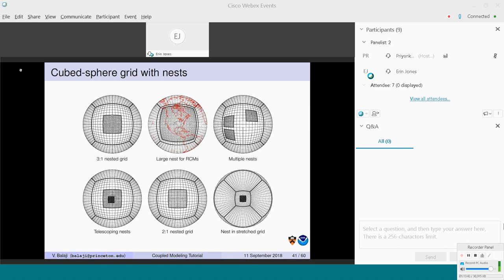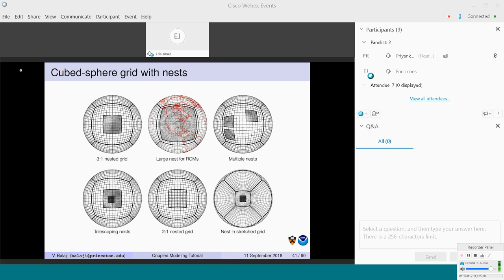So you can have the QCL grid and then you can also go nesting. This is a 3-to-1 nested grid. That means for each grid cell of the global QCL grid, you have a 3-by-3 of the nest, so it's 3 times finer resolution. Sometimes we use this where the nest is quite big and covers all of North America. It's almost like doing regional climate modeling over North America.